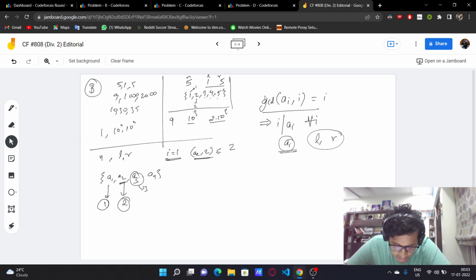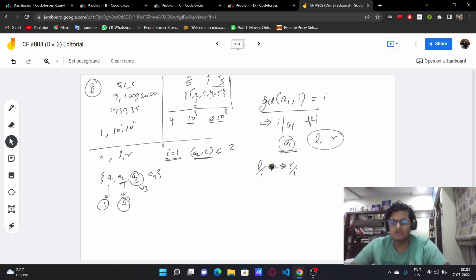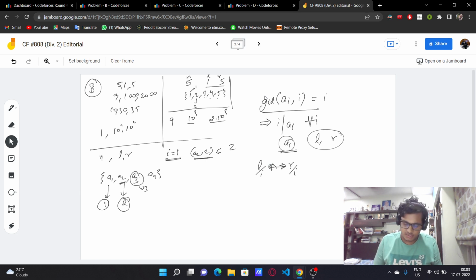For this, we compute L by I and R by I. This is the integer division, not the normal division that we do, we just take the quotient. If the quotients are different, then obviously we'll have an answer, and we can directly report it as R by I into I, because this number will be between L and R inclusive, and it will be divisible by I. So it will work out as AI.